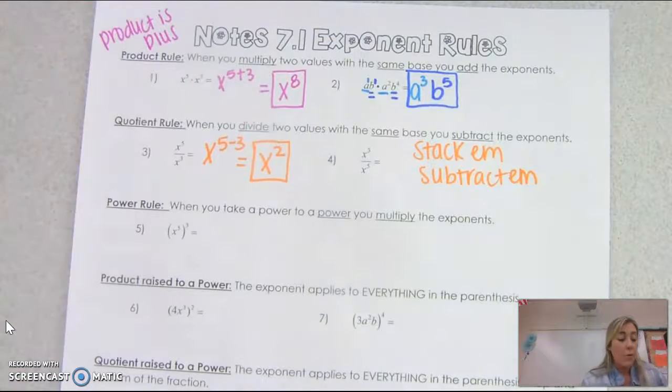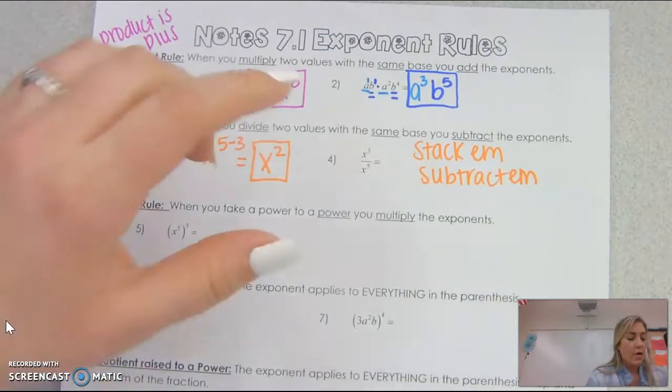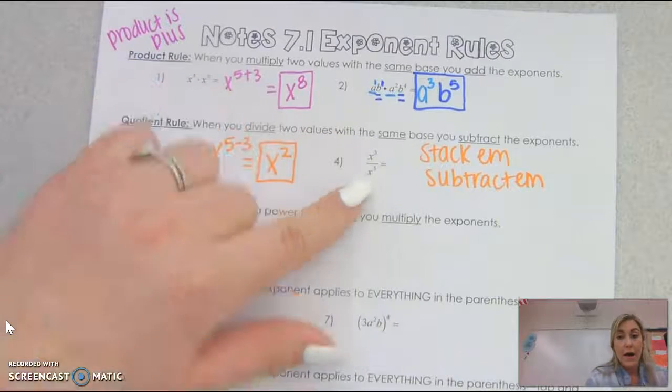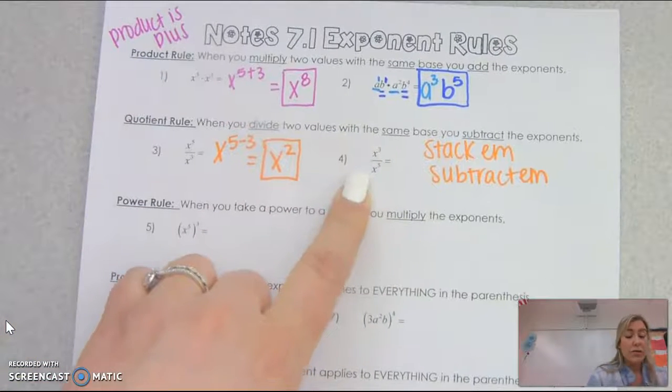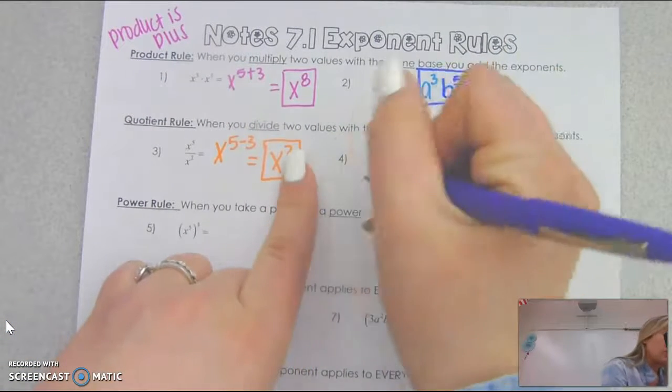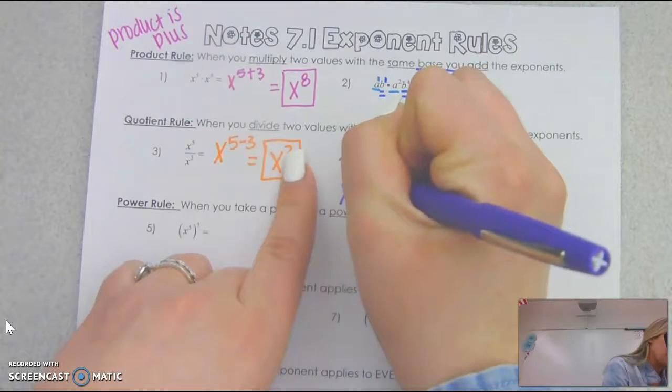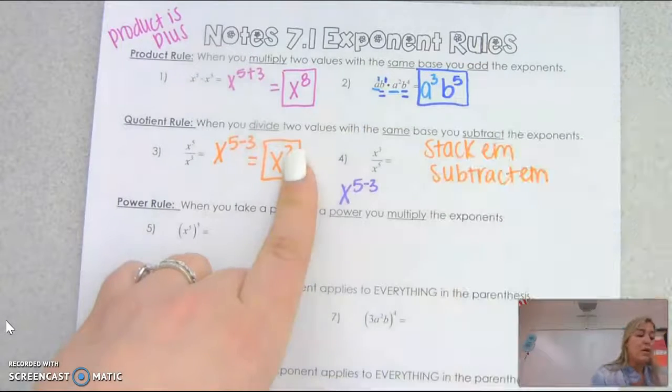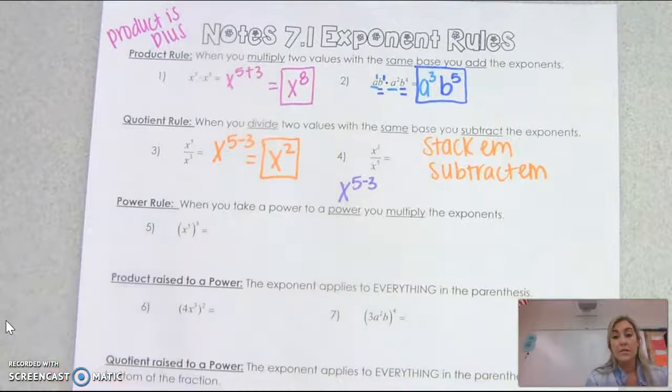If you look at number 4, it looks a little bit differently. We have a 3 on top and a 5 on the bottom. We're still going to subtract the exponents, so I still want you to look at it as 5 minus 3. So our answer is still going to be x to the second.